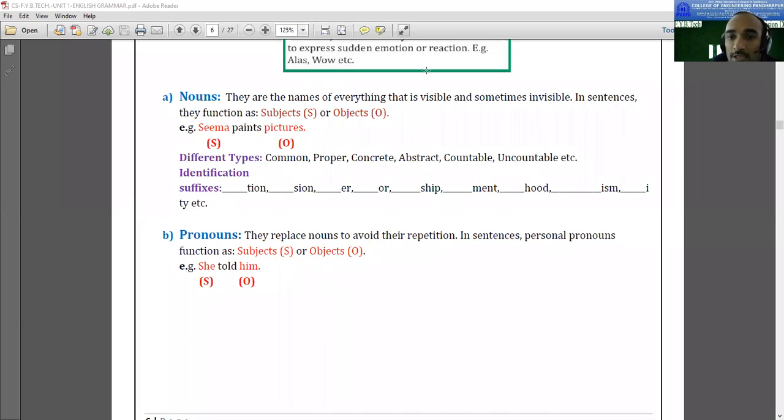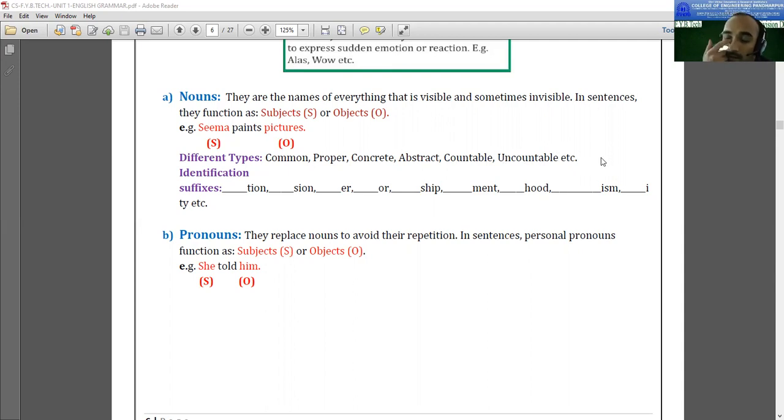So Seema and pictures both are the nouns, which function as subject and object in this sentence. So this is about the noun. There are different types of nouns. These types are common noun, proper noun, concrete noun, abstract noun, countable noun, and uncountable noun, etc.